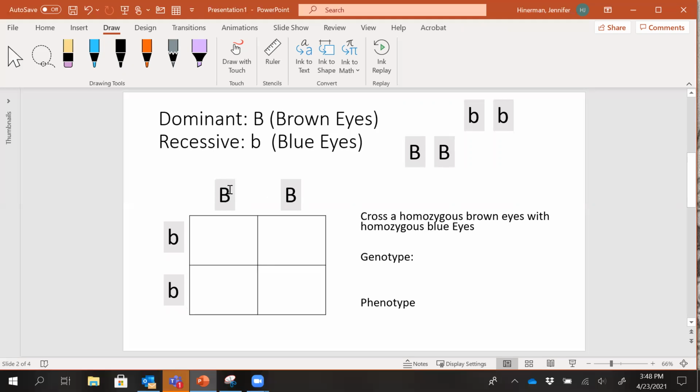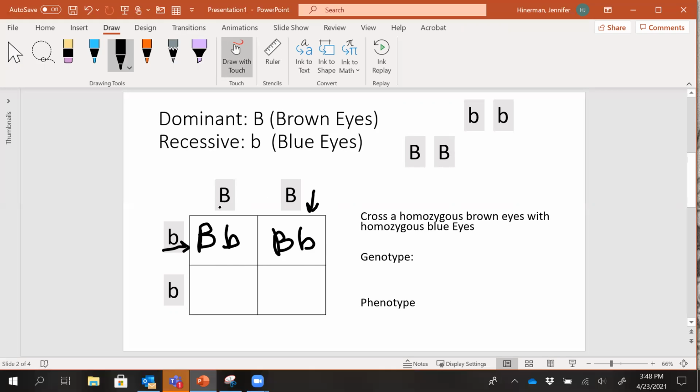All right. So here we're going to combine. If I take the one from the top and the one from the side, that's going to give me big B, little b. So here I'm going to write big B and little b. And then same thing. If I combine the one from the top and this one from the side, that will give me big B and little b. If I do the one from the top with the one from the side, it will give me big B, little b again. And again, if I do this one from the top with this one from the side, that will give me big B, little b.